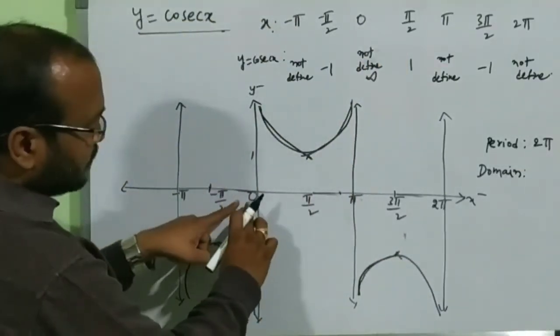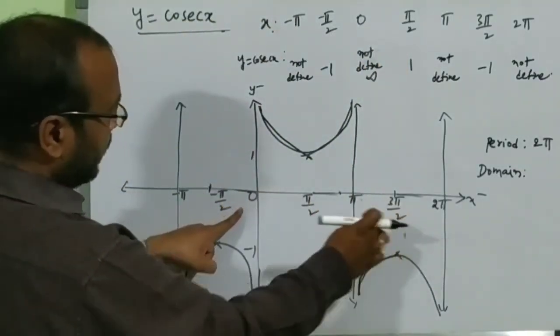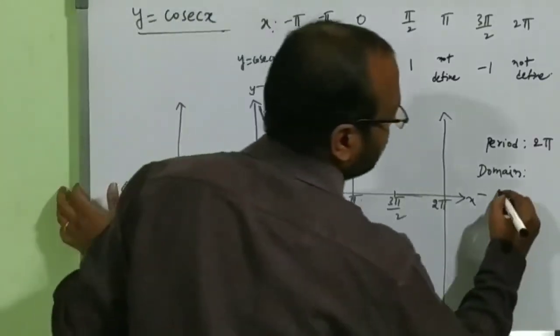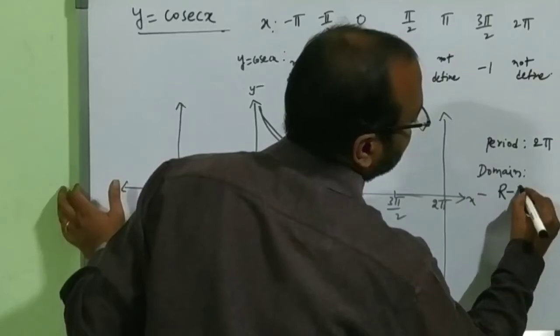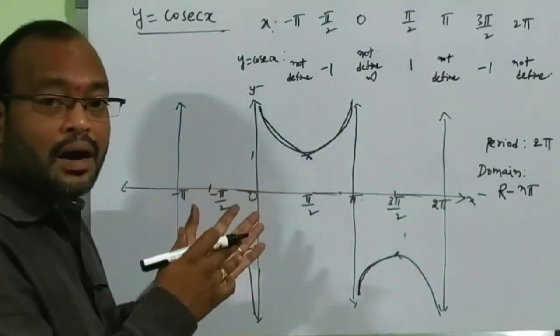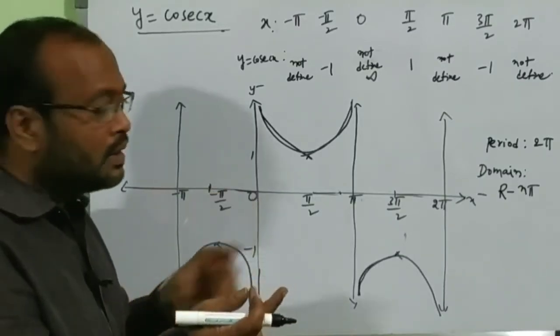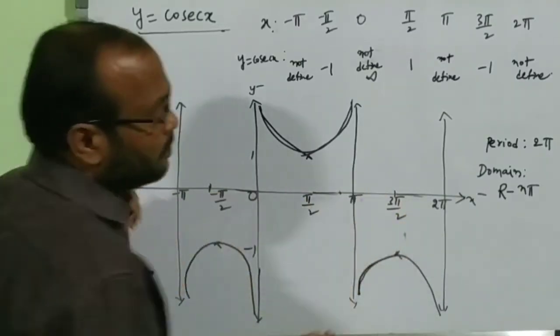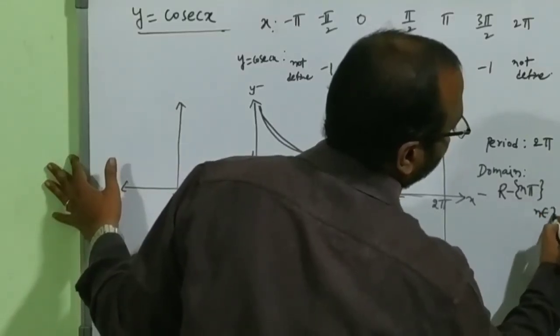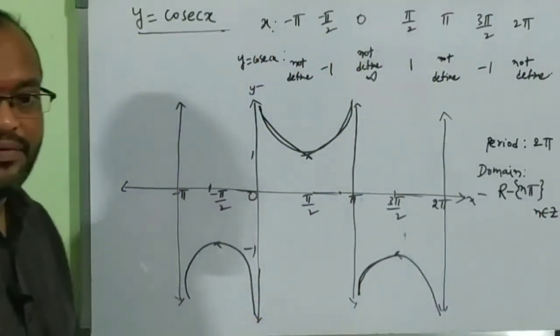Right. Next, domain. Here, at the values of 0, pi, 2 pi, the values are infinity. So we have to remove that one. So R minus n pi. In the previous, that is R minus (2n plus 1) pi by 2. This is R minus n pi, where n belongs to Z. This is the domain of the function.